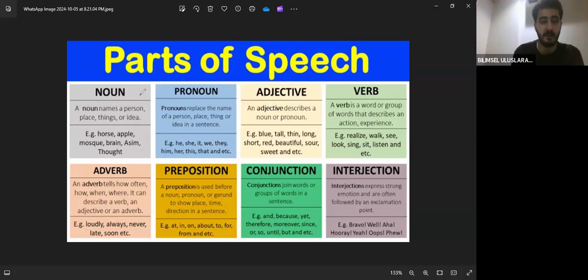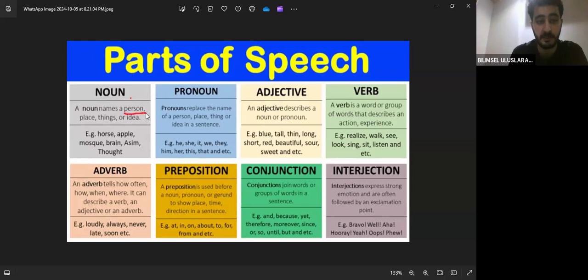Type number 1 is nouns. Now, when it comes to nouns, guys, a lot of people think it's just people's names, like Michael or Jack. Well, on the contrary, nouns are much, much more than that. They could be places, things, ideas, even feelings. Feelings can be a noun also. Interesting.